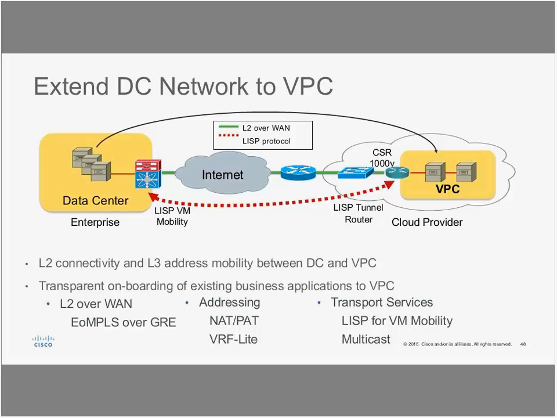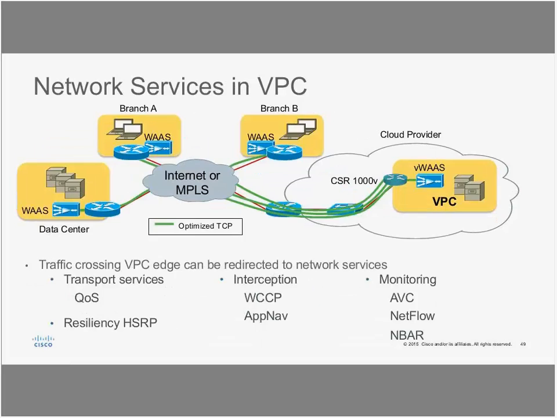Same concept, it's extending your layer 2 over the LAN. It has support for the LISP protocol as well to extend your data center network, irrespective of how many clouds you have in between. The same services will now be extended from your enterprise data center to the cloud provider with the help of CSR 1000V. CSR 1000V is also deployed to provide you WCCP.